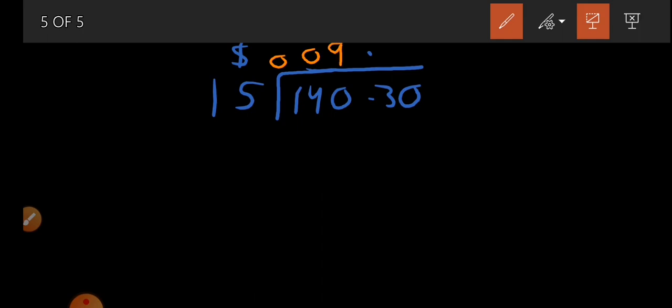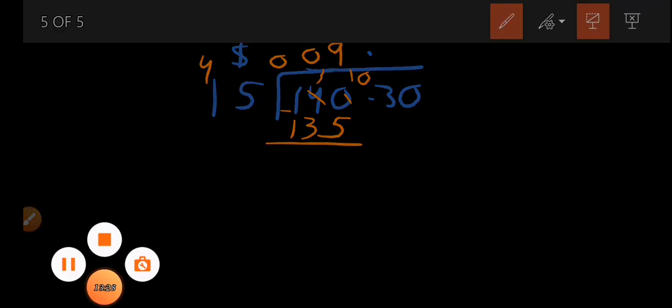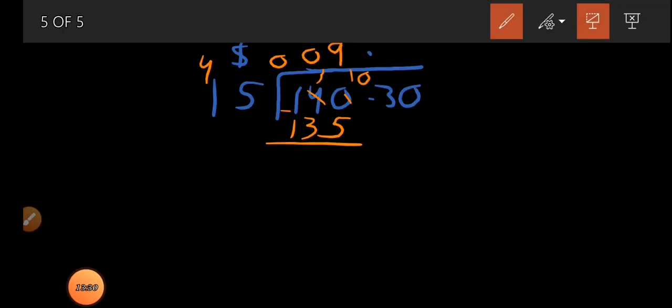So we will try the 9. 9 times 5 will give me 45. 9 times 1 is 9 plus 4, 13. Then subtract. Here you will borrow, the 0 will be 10, the 4 will be 3. Then 10 minus 5 is 5, 3 minus 3 is 0, 1 minus 1 is 0, so just 5. 5 is less than 15, yes.